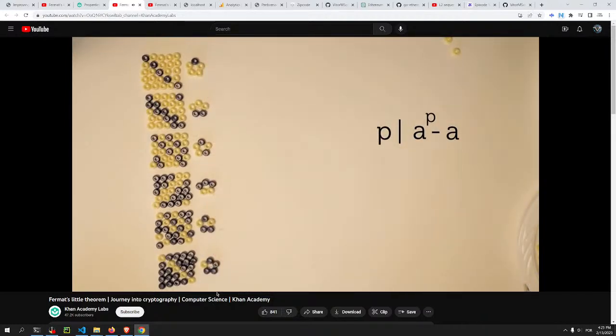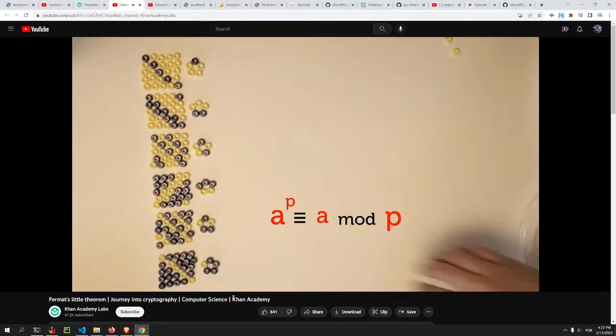We can express this statement in modular arithmetic too. Think of it, if you divide a to the power of p by p, you will be left with a remainder a. So we can write this as a to the power of p is congruent to a mod p. And here we have stumbled onto one of the fundamental results in number theory merely by playing with beads.